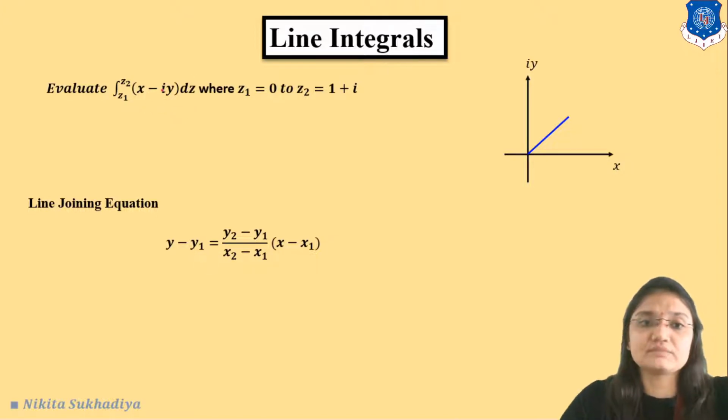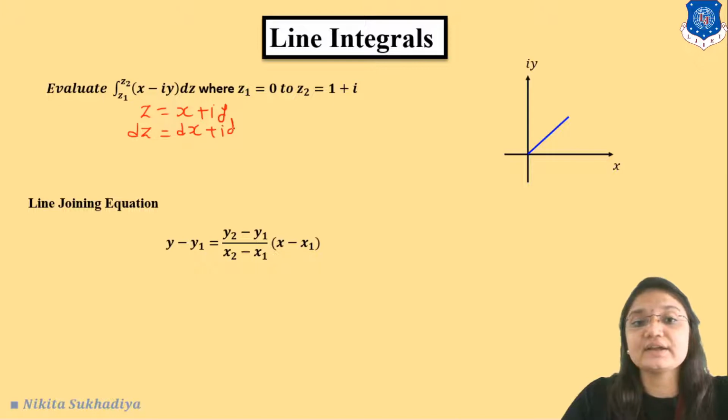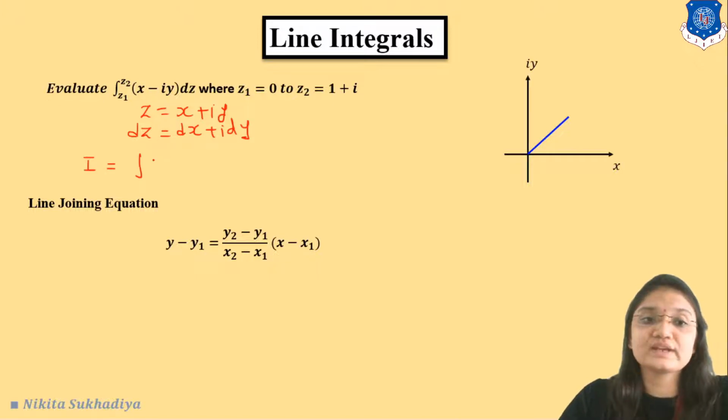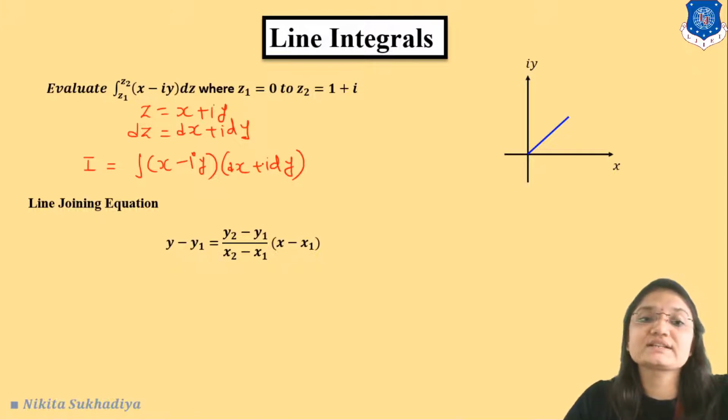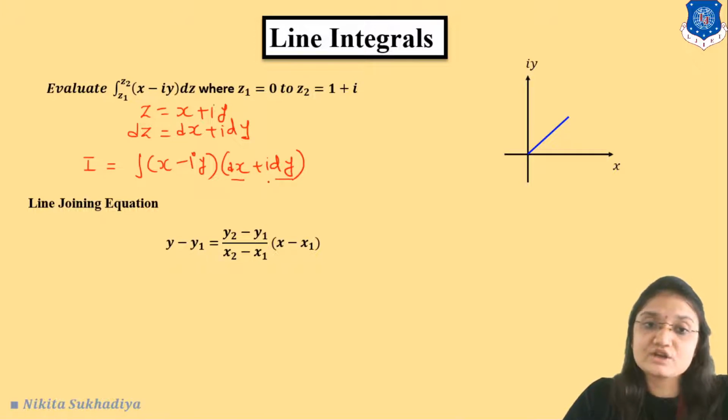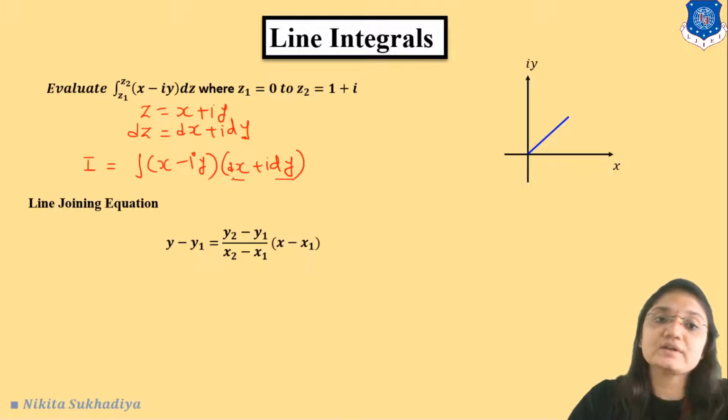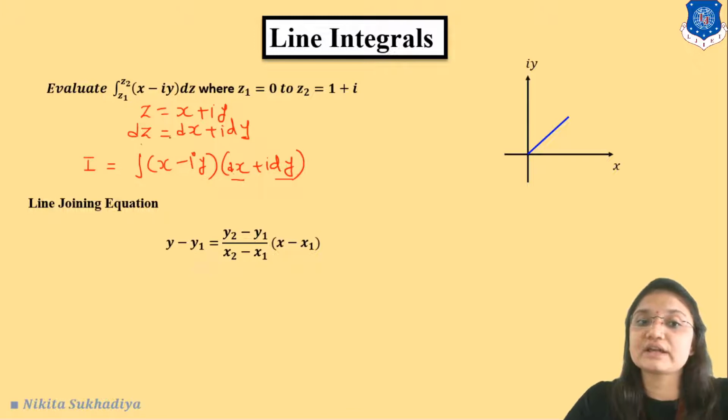So at that time you have to take z equal to x plus iy. By differentiating both sides you will get dz equal to dx plus i dy. Now we get the next term: this is x minus iy, and put dz equal to dx plus i dy. Now here you can clearly see that we have dx and dy, so again this integration is not possible, and we cannot put z1 and z2 because we have taken dz equal to dx plus i dy.